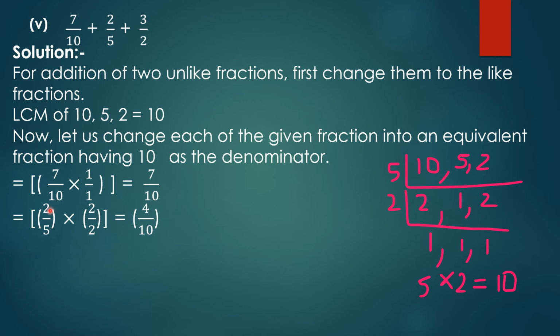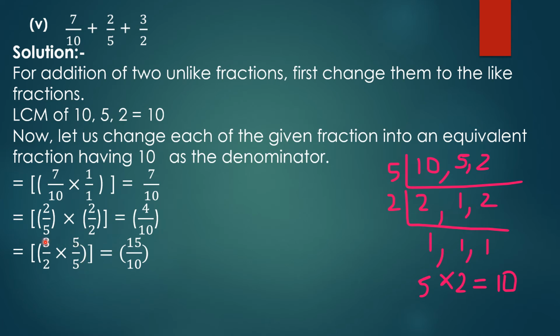Therefore, write down 2 by 5 into 2 by 2, which is equal to, what is 2 into 2? It is 4 and 5 into 2 equal 10. Therefore, this is 4 by 10. The next fraction 3 by 2. So, the numerator should be 10, which means the 2 should be multiplied by 5. Therefore, multiply the numerator also.